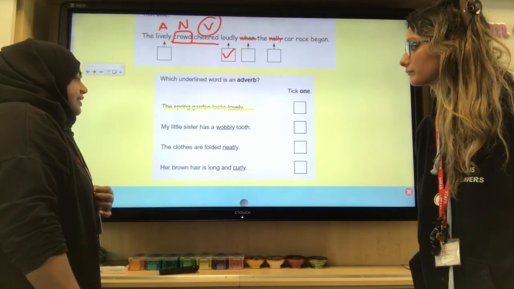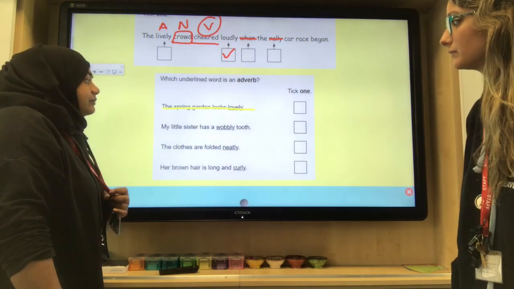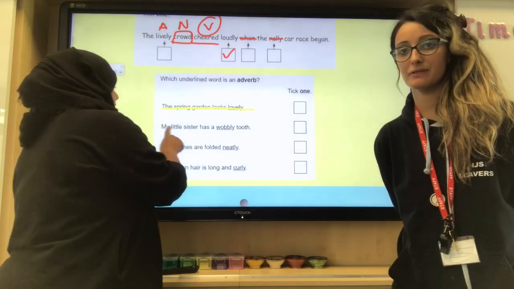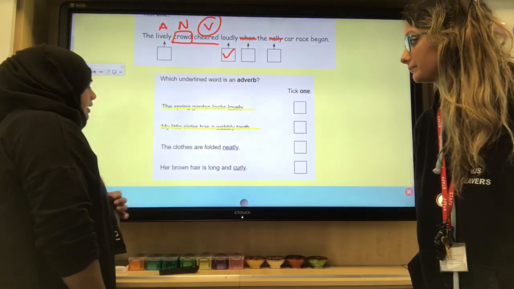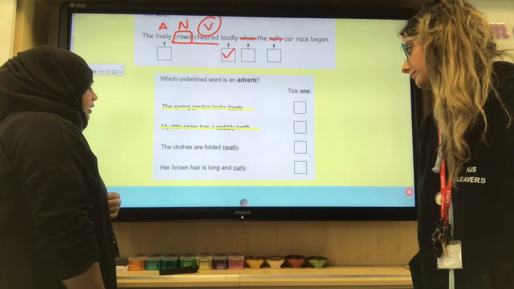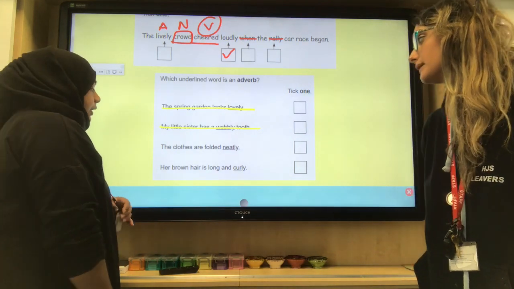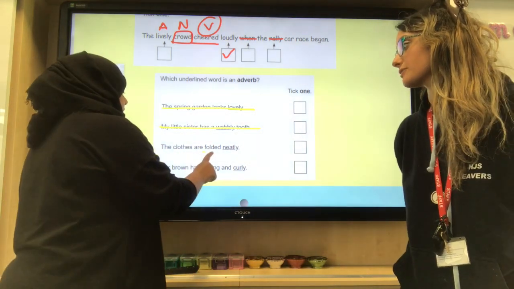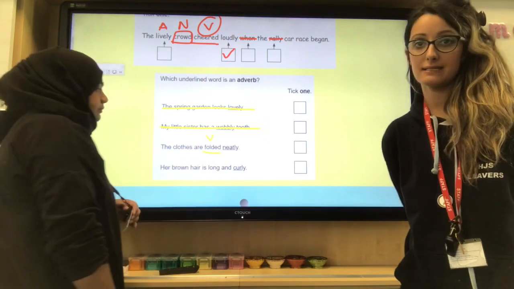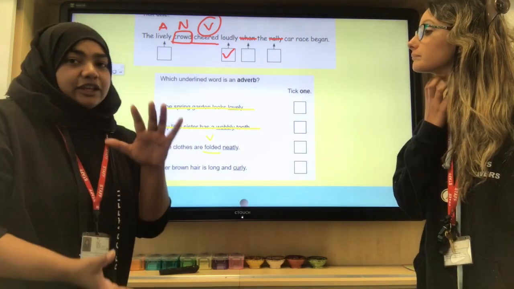Here, my little sister has a wobbly tooth. Right, so the tooth is the noun. The word wobbly is describing the tooth, so again it's an adjective, wobbly. Good. And then we're left with 2 others. So we've got the clothes are folded neatly, and her brown hair is long and curly. Well, I'm looking for that verb. And actually the verb you can see is in the clothes are folded. Folded is the verb. It's telling me the action of something. They're folded. And they're folded neatly, so it's telling you how they are folded.